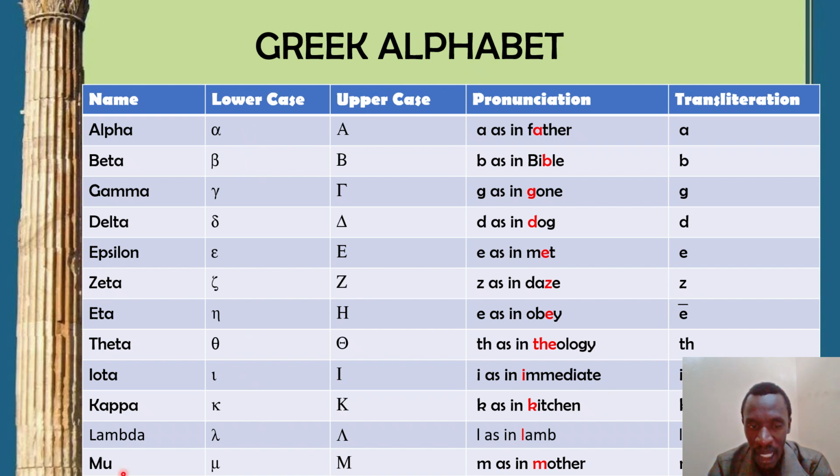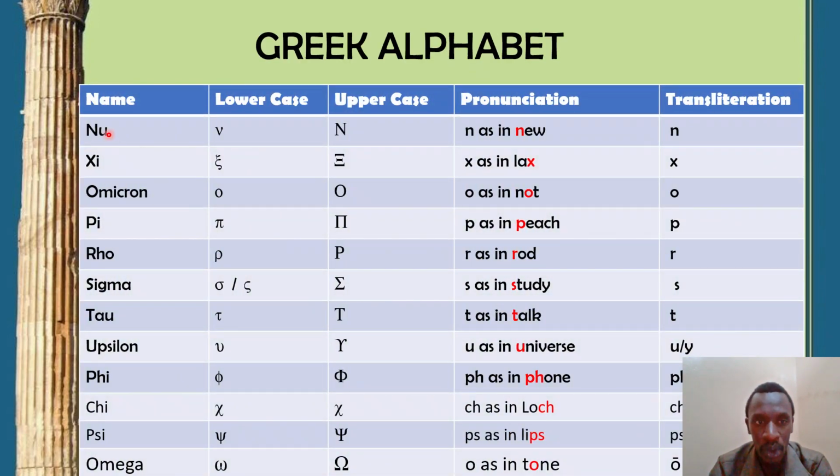And after mu, the next letter that we have is nu. Nu is written like V in English, so you need to be very careful. Don't confuse it with V in English because it has an N sound like N in new. So it's nu, but it's written like V in English. So be careful so that you don't confuse it with the English alphabet V.